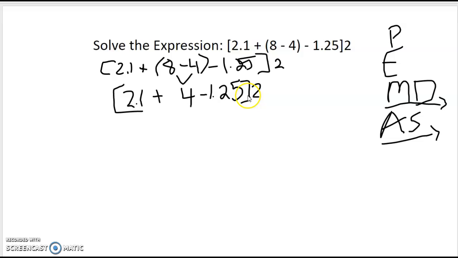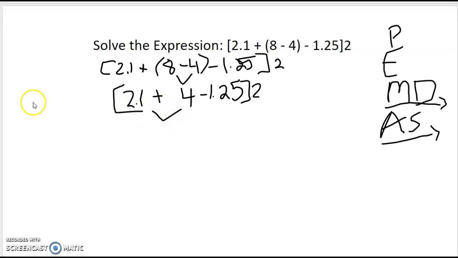And here I'm in the brackets, so I know I'm going to do those things first. So I have an addition symbol and a subtraction symbol. Well, if I go to my order, addition and subtraction, you choose which one to do depending on which one comes first. Well, the addition one comes first in this problem, so that means we're going to do that one first. So let's add 2 and 1/10 plus 4.